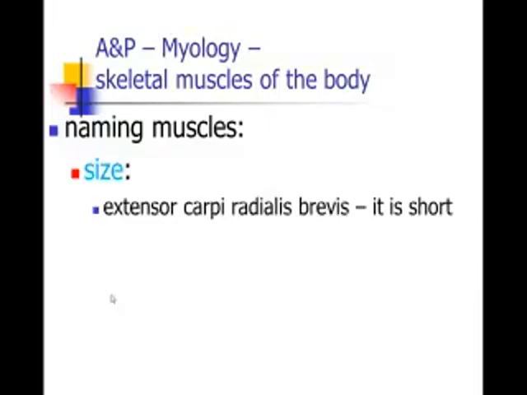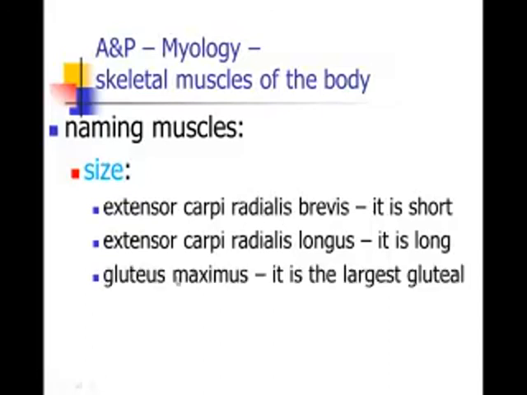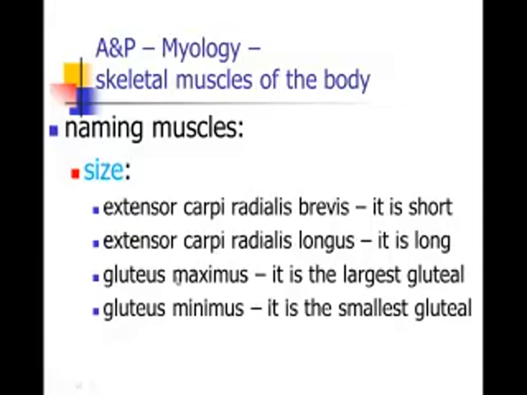We have size. So some muscles are larger than others and some muscles are small. And here's a name that tells you, right? So extensor carpi radialis brevis is a short muscle, and extensor carpi radialis longus is a long muscle. You can tell right from the name. These are good names, by the way, because it tells you what it does. It extends, it tells you what it extends, the carpi, and it tells you where it is. It's on the radial side. Gluteus maximus is the largest of the gluteal muscles, and gluteus minimus is the smallest of the gluteal muscles.